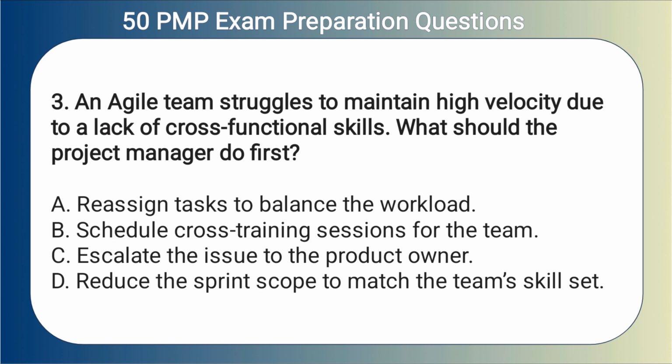3. An Agile team struggles to maintain high velocity due to a lack of cross-functional skills. What should the project manager do first? A. Reassign tasks to balance the workload. B. Schedule cross-training sessions for the team. C. Escalate the issue to the product owner. D. Reduce the sprint scope to match the team's skill set.